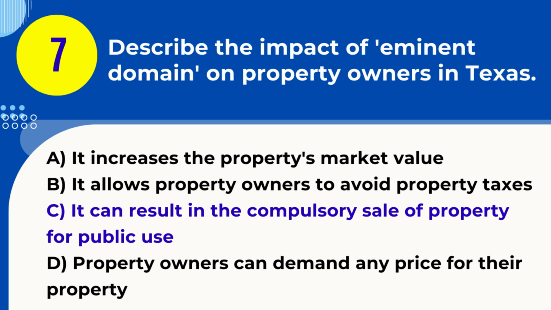Answer: C. It can result in the compulsory sale of property for public use. Explanation: Eminent domain in Texas allows the government to compulsorily acquire private property for public use, such as for infrastructure projects, while providing fair compensation to the owners. This can significantly impact property owners who may be required to sell their property.